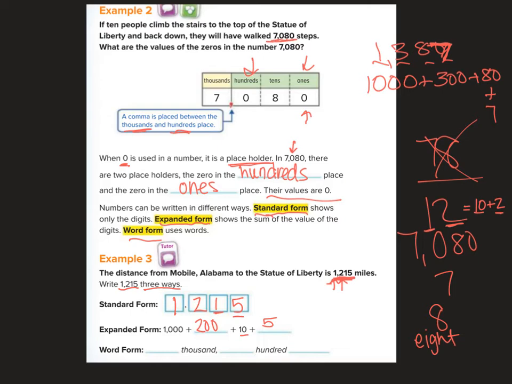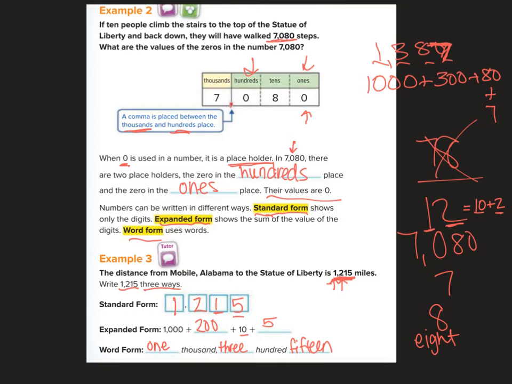1,215 would be expanded form. We're expanding that number out. And then a word form, 1,315 is what we would write for word form, where we write everything out.